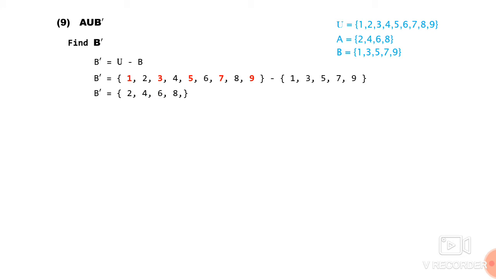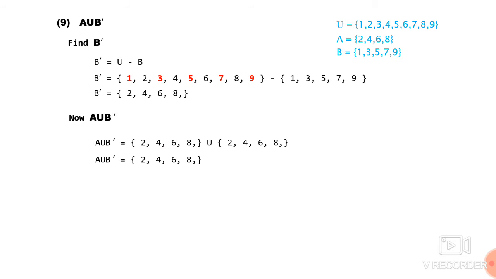Now we are finding the union of set A with B complement. We are finding A union B complement, so we will write set A first, 2, 4, 6, 8, union, and then the set B complement, which we have found in the previous step. Now we are going to find the union. Union means we have to write all the elements that belong to both the sets, but the same elements are written just once. So our answer will be 2, 4, 6, 8.